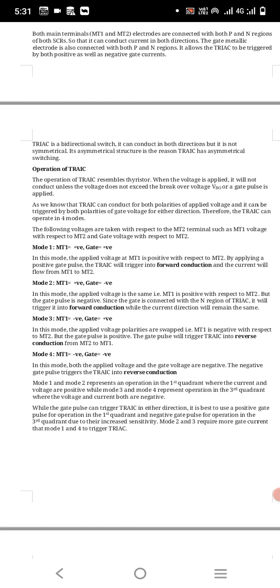Mode 1 and mode 2 represent an operation in the first quadrant where the current and voltage are positive, while mode 3 and mode 4 represent operation in the third quadrant where the voltage and current both are negative. While the gate pulse can trigger TRIAC in either direction, it is best to use a positive gate pulse for operation in the first quadrant and negative gate pulse for operation in the third quadrant due to their increased sensitivity. Mode 2 and 3 require more gate current than mode 1 and 4 to trigger TRIAC.